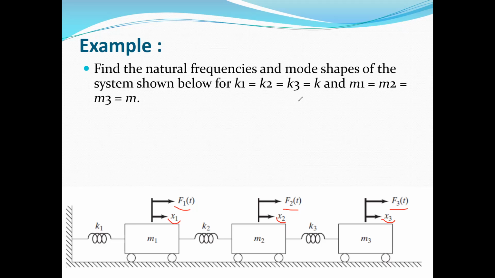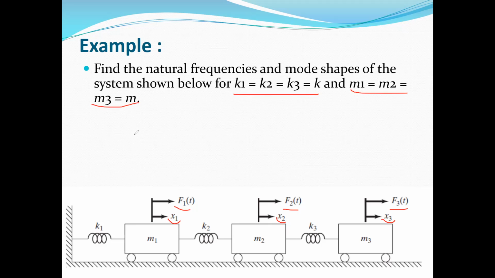To extract the mode shapes and the natural frequencies, here we assume that K1 to K3 are equal to K and M1 to M3 are equal to M. So we can use different methods. You can use Newton's second law because this is a simple system. You can easily, by using Newton's second law, plot the free body diagram.